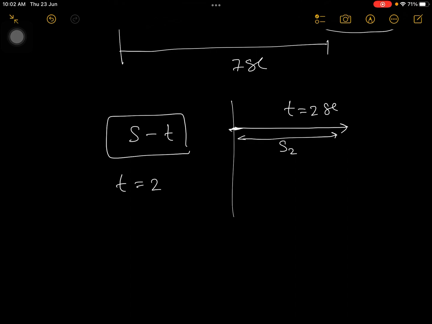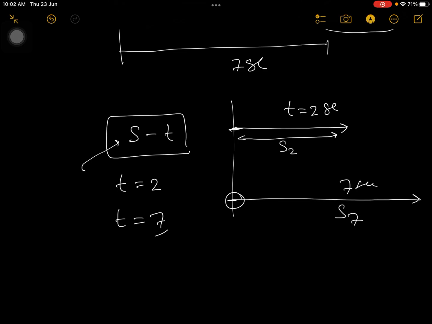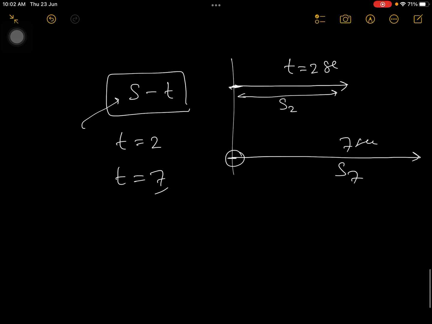Okay, now if you put in this equation t is equal to 7, then suppose from the origin you are putting t is equal to 7, then automatically from the origin it will take you this much distance in 7 seconds. Okay, means S7. But if you want to find out the gap, like how much distance was traveled between 2 seconds and 7 seconds, then if I ask, how will you calculate that?